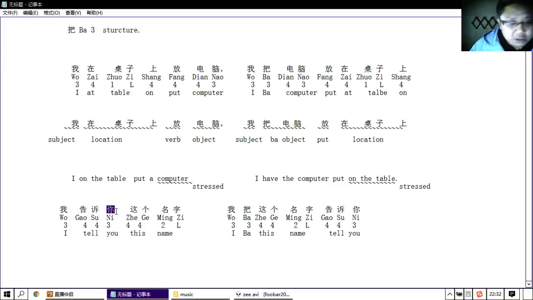Now what if I just want to emphasize this indirect object you? Now what I have to do is to take the 把 and put it right before 这个名字, just like how I did in the second one. 我把这个名字. Now I'll put this 把 plus object right after the subject I. Now then I have this 告诉你 at the end of the sentence. Now this indirect object 你 is now being stressed.